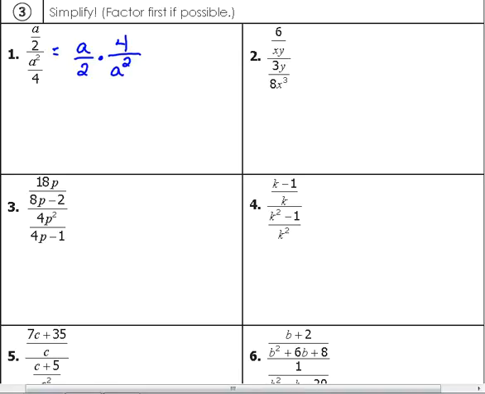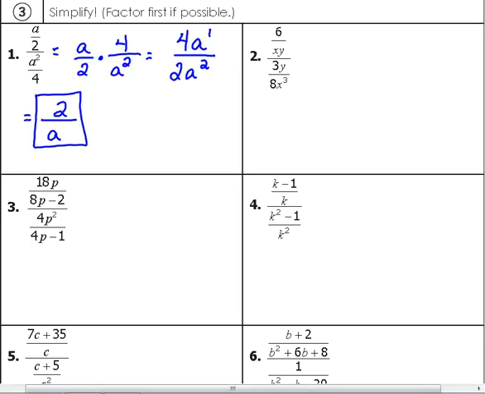Now, we've dealt with these multiplication problems. Okay, I'm going to rewrite this so it's just a little bit more clear. a times 4 is 4a. 2 times a squared is 2a squared. Now, what can we simplify here? 4 over 2 reduces to 2. 4 divided by 2 is 2, so 2 goes in the numerator. A over a squared, remember we subtract the exponent, so 2 minus 1 is 1. It was bigger in the bottom, so a to the first goes in the bottom. We don't need to write an exponent of 1. So 2 over a is how this simplifies here.